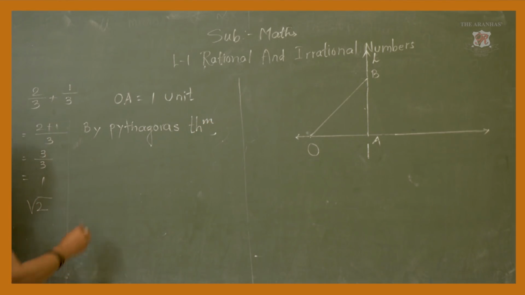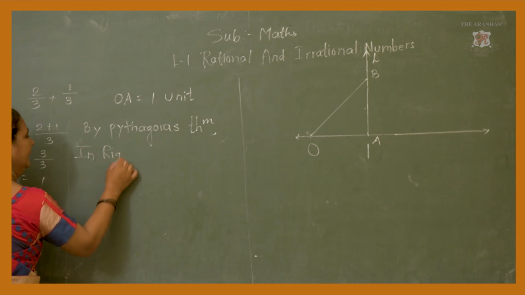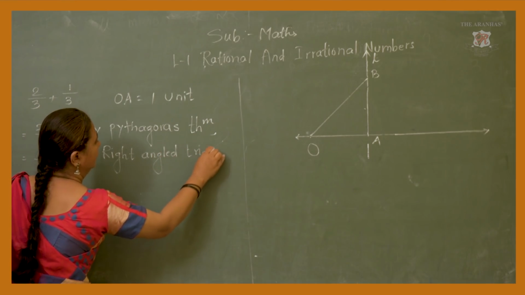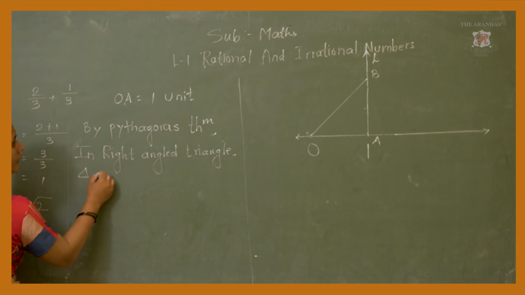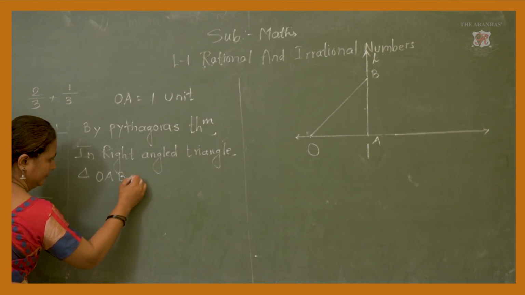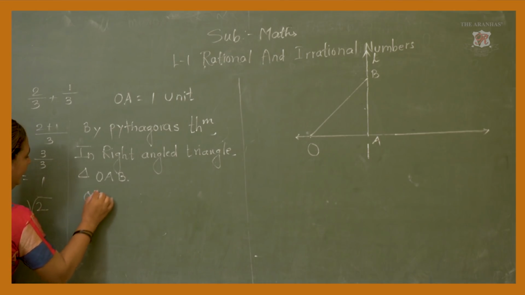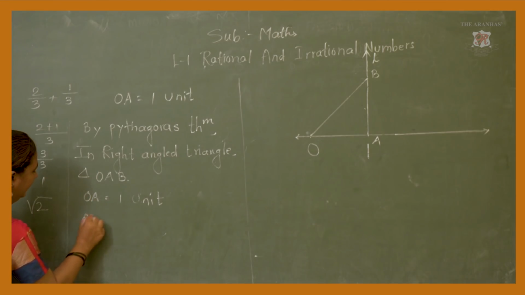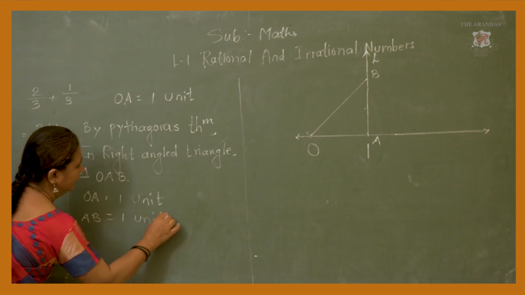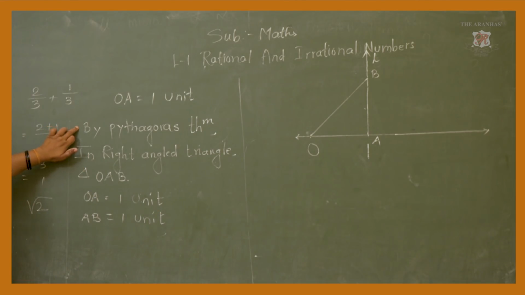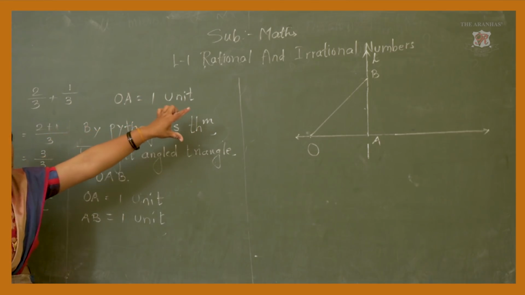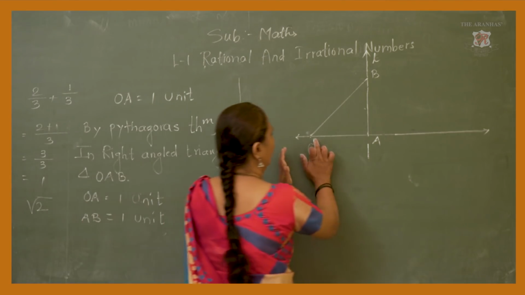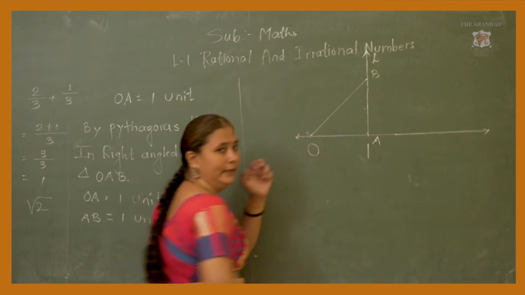Now see the steps. Write neatly. In right angle triangle OAB, OA is equal to 1 unit, AB is equal to 1 unit. By Pythagoras theorem. What is Pythagoras theorem? Hypotenuse square is equal to base square plus height square. What is the base over here? OA is the base, AB is the height, isn't it?